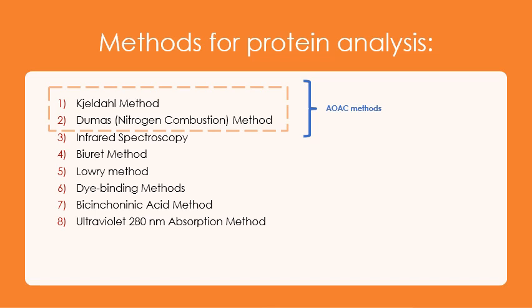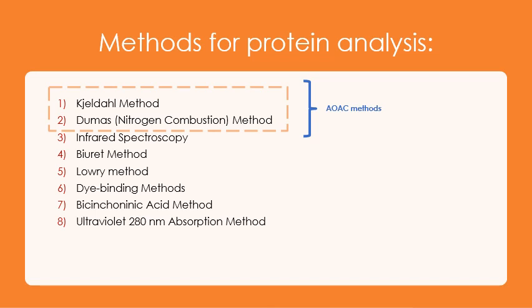So here we have a list of methods that can be used for protein analysis. These two, Kjeldahl and Dumas methods, are official methods. We have AOAC methods for these, and we use these two official methods to determine crude protein for the purpose of food labeling. At the same time, you also have non-destructive methods such as infrared spectroscopy, and we also have methods to determine soluble protein or to determine protein based on absorbance.